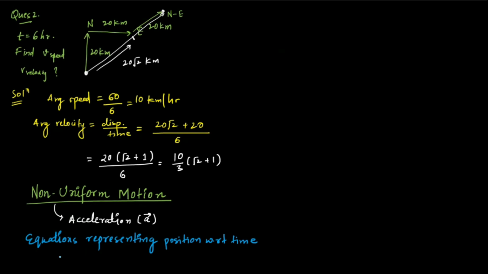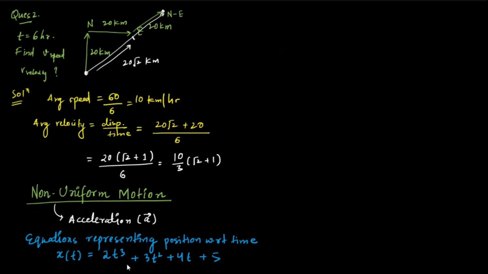Like how can we represent them? We can represent them as x as a function of time, like position as a function of time. So it can be written as 2t cube plus 3t square plus 4t plus 5. So this can be an equation which is representing the position of a particle and how it is changing with respect to time. Like you can see how position is changing.